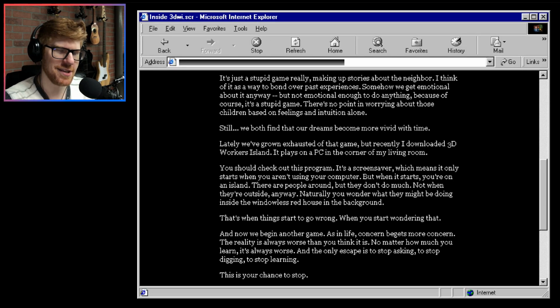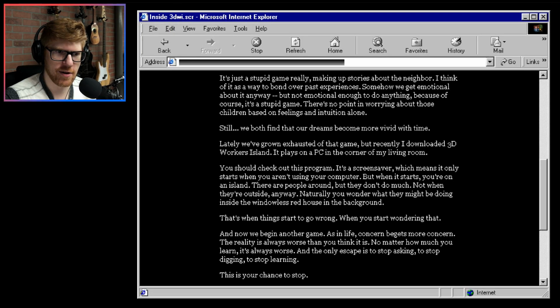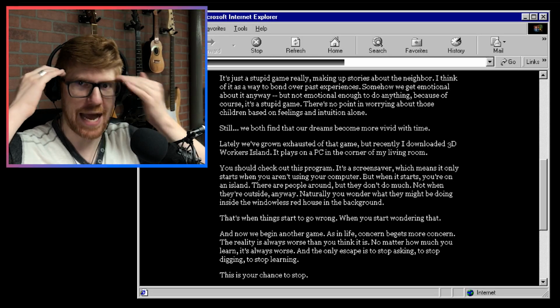It plays on a PC in the corner of my living room. You should check out this program. It's a screensaver, which means it only starts when you aren't using your computer. Are we sure about that? But when it starts, you're on an island. There are people around, but they don't do much. Not when they're outside, anyway. Naturally, you wonder what we might be doing inside the windowless spread house in the background. Well, I wasn't. That's when things start to go wrong. When you start wondering that. Okay, well, stop wondering that then.